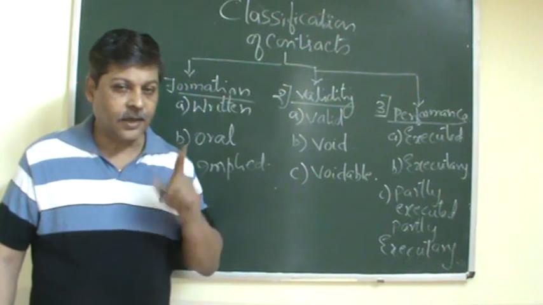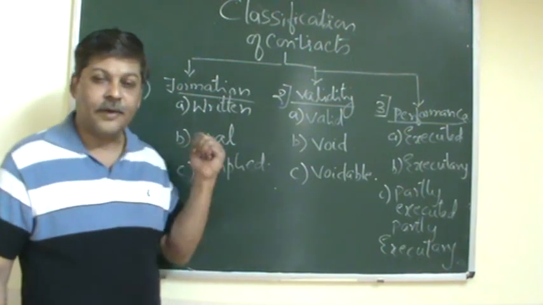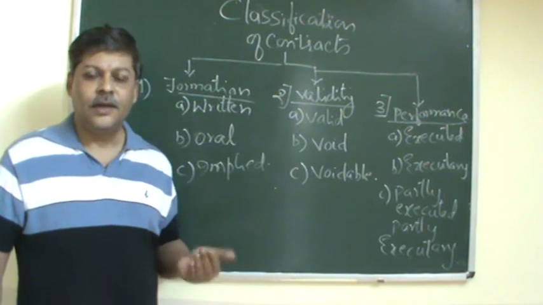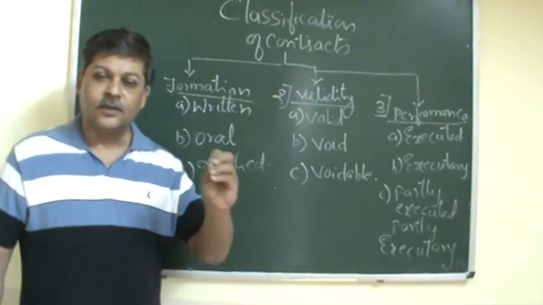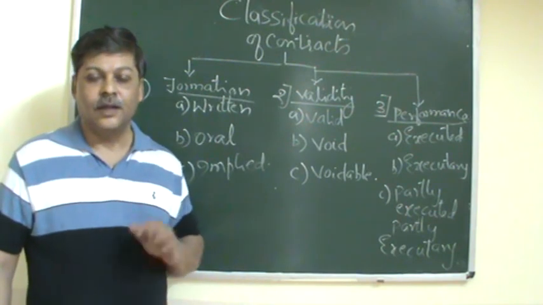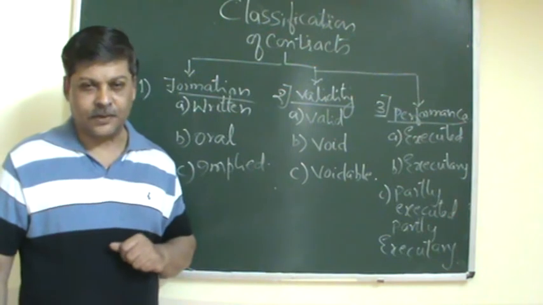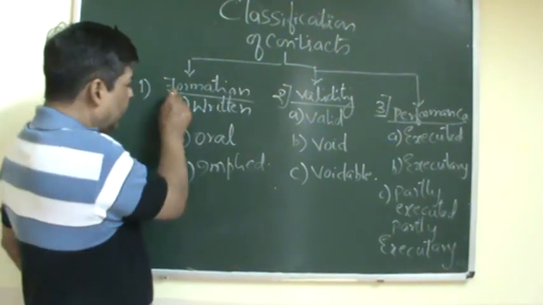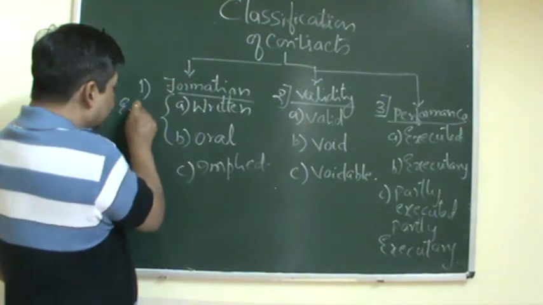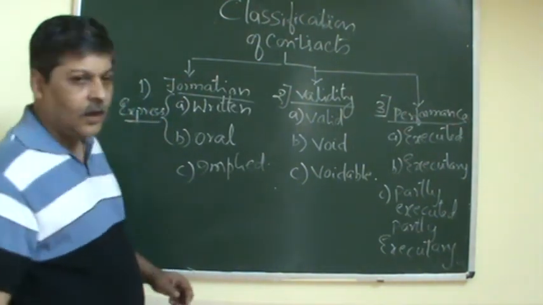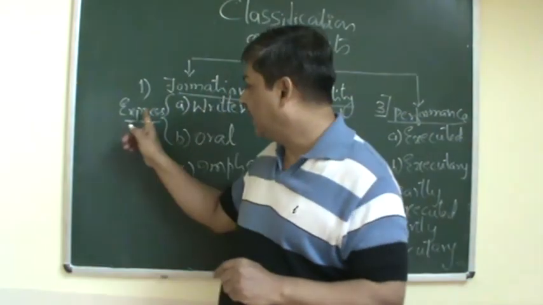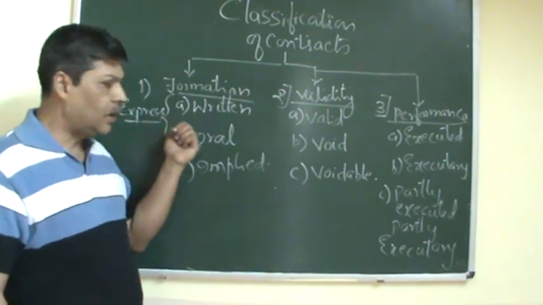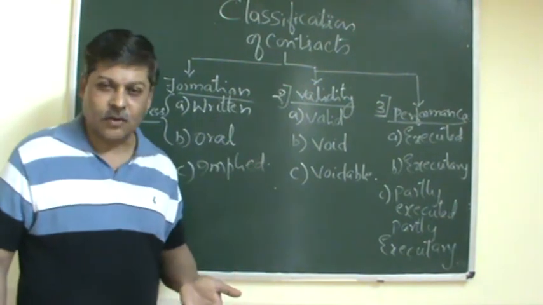But where the law is very clear that the contract must be in written form, you cannot make it oral. You should adopt the written form. Otherwise, where it is not mandatory that it should be in writing, you can make the contract oral. In India, oral contracts are also acceptable. They are enforceable. So written contract and oral contract are usually called express contracts. Express contract means either they are in written form or they are oral. So oral or written, they are known as express contracts.